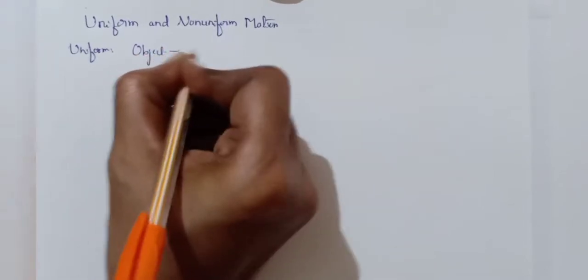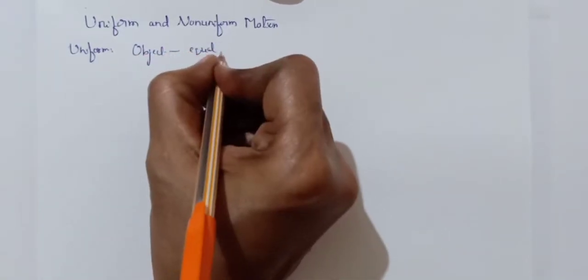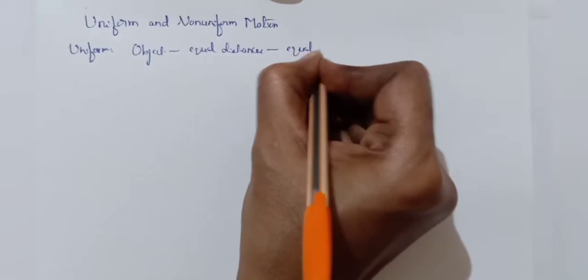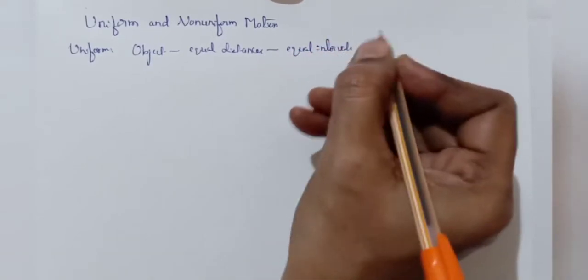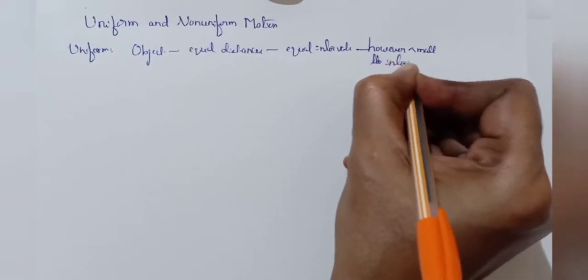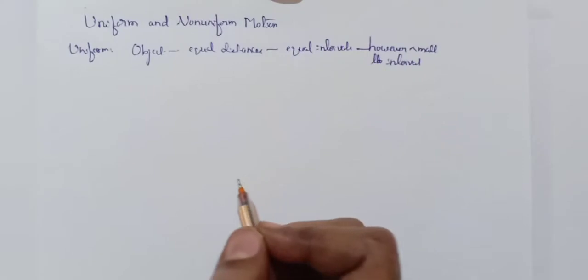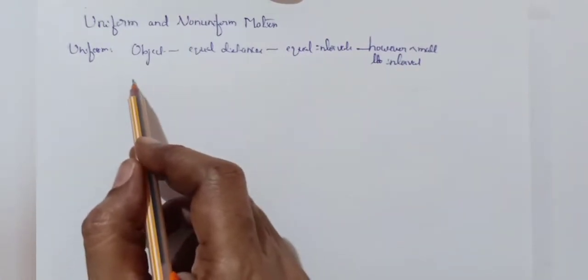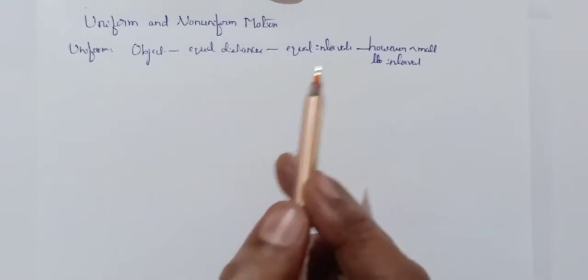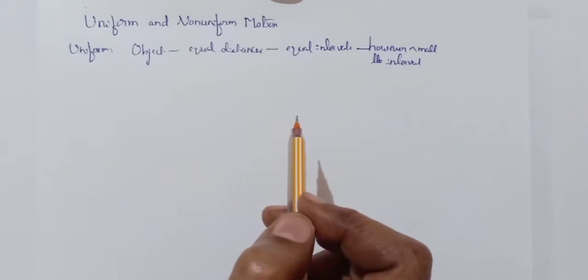Uniform motion. If an object covers equal distances in equal intervals of time, however small the interval may be, then the motion of the object is said to be uniform.